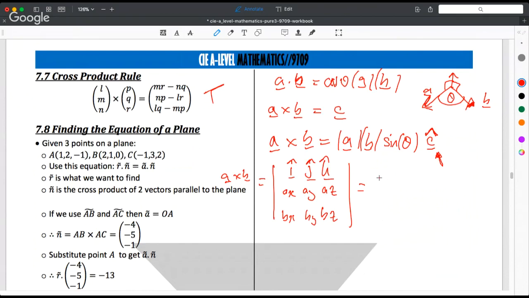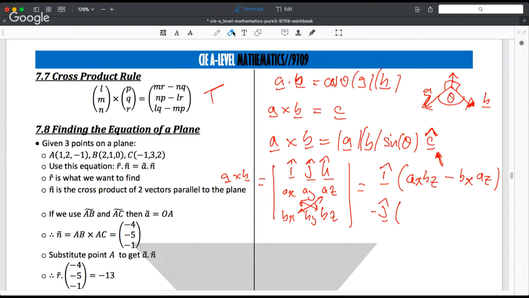This one's kind of geometric, which I like more. It's a bit nicer. So if I just do the I component, how do I figure out the determinant of this matrix? I multiply these two together, and I take away what these two multiply together. So AX times BZ, and then I take away BX times AZ. And then for the next one, there's a minus sign in front. Don't ask me why, there just is.